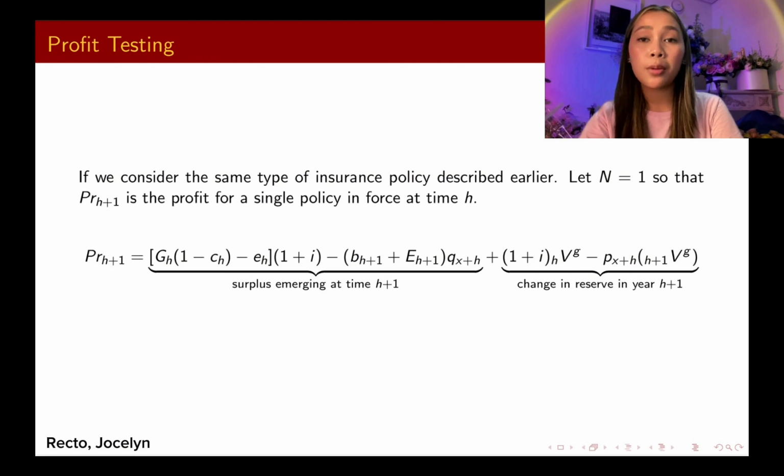So, we now analyze the same type of insurance policy described earlier. We let n equal 1 so that profit for year h plus 1 can be broken down into two components: the surplus emerging that year and the change in reserve. The surplus represents the excess of income over claims and expenses, while the reserve adjustment accounts for the funds set aside to meet future liabilities. So, using this expected profit formula, PR sub h plus 1, we analyze whether the policy generates sufficient profit at each stage. And this allows actuaries to evaluate whether a policy is financially sustainable over its duration.